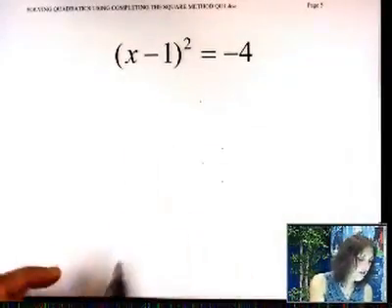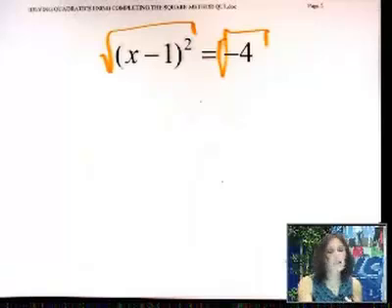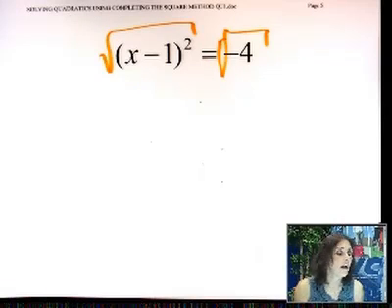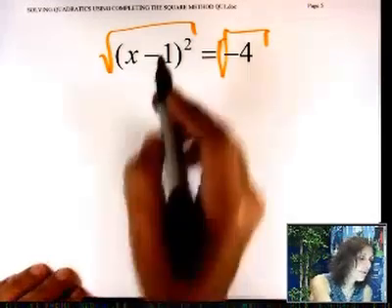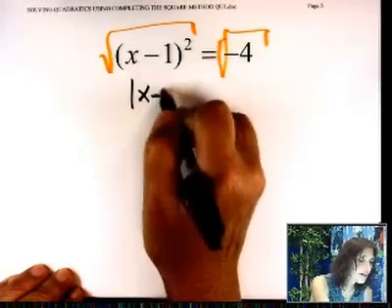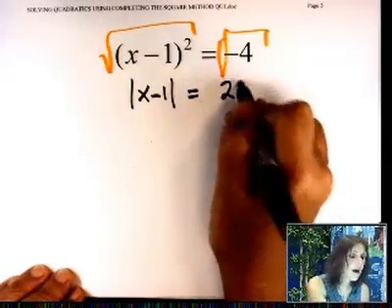All right, let's do this one. What happens when I have taken the square root of both sides? Now you have to be careful, because you're taking the square root of a negative number. That will give you an imaginary number. Again, this will give you x minus 1. What will this give you? This will give you 2i.